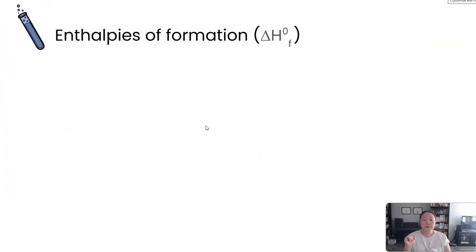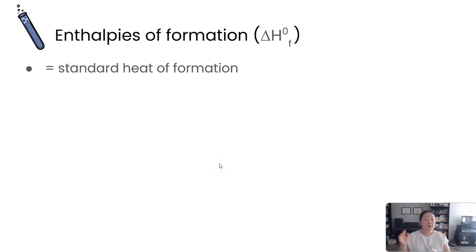So first we're going to look at enthalpy of formation. This one is the most basic one of all of those enthalpy values. This is the one that is easiest to find out: it is easier to find the enthalpy of formation for any particular chemical than it is for any other type of reaction.